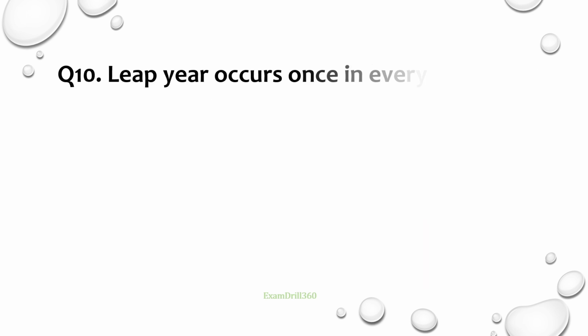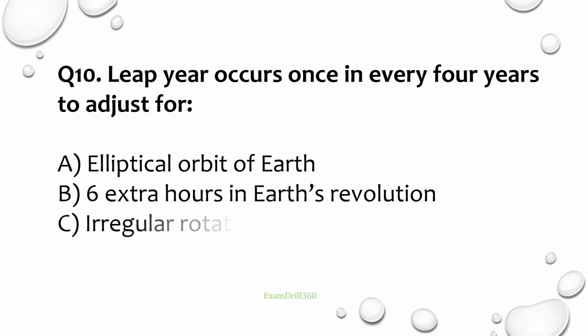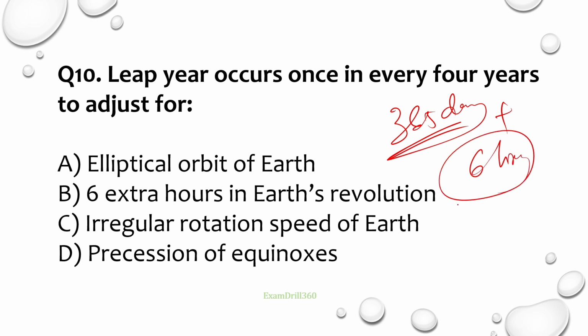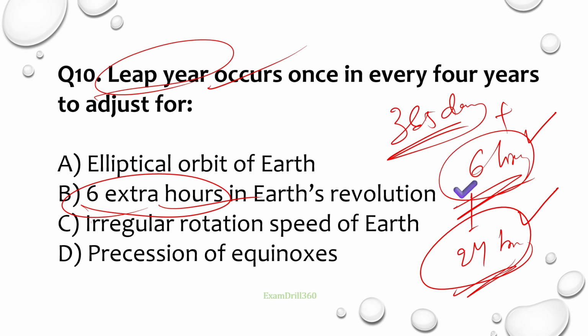Next, question number 10. A leap year occurs once in every 4 years to adjust for, we discussed already, 365 days, it takes plus 6 hours. These 6 hours will be accumulated over the next 4 years so that it will be added as 24 extra hours. And that is where the leap year occurs. So the answer will be 6 extra hours in the Earth's revolution. Clear?